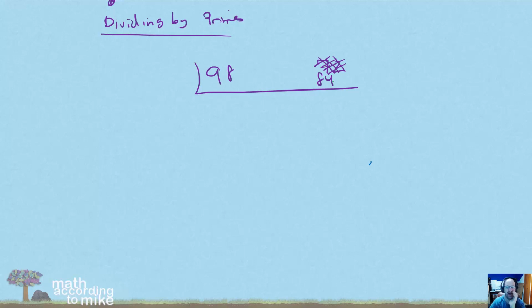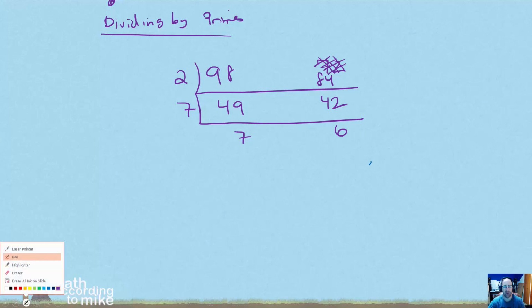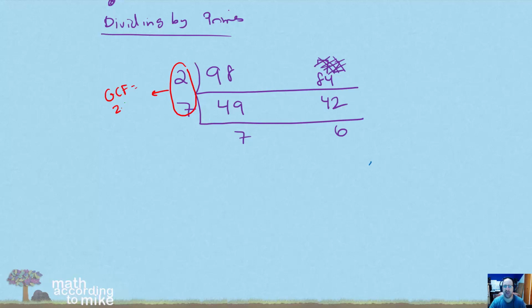I changed to 84. Okay, so they're both even, so we can take out a 2. This would give us 49, and this would give us 42. All right, we can't use 2 anymore. 7 would be fine. 7 and 6. Well, 7 and 6 are relatively prime, so we would stop. So off to the left here is the GCF. GCF would be 2 times 7, so 14.